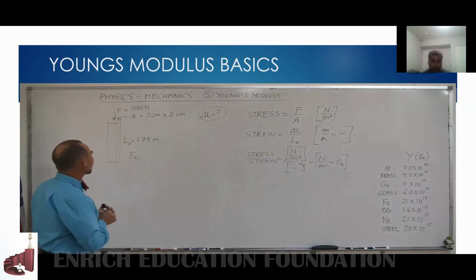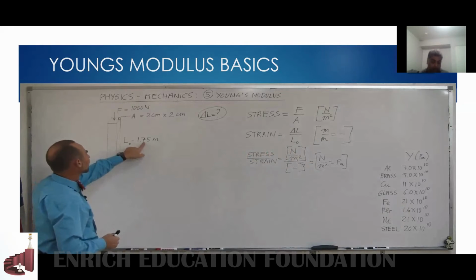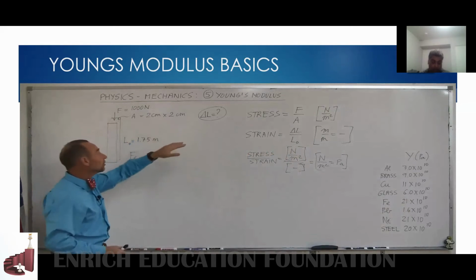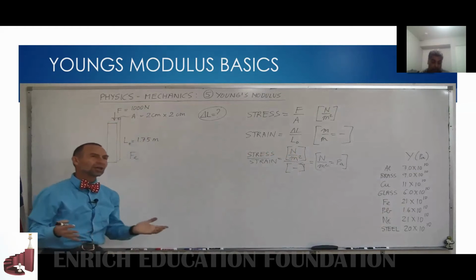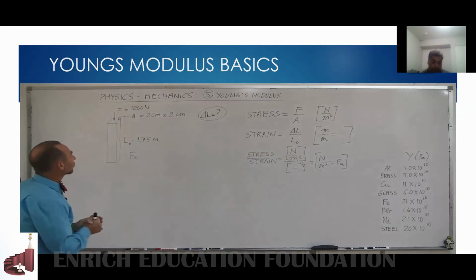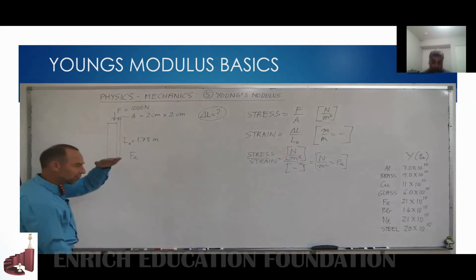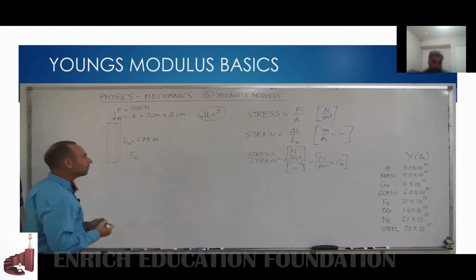All right, so now let's do our problem. We have a beam made of iron. The length originally is 1.75 meters. The cross-sectional area of the beam is 2 centimeters by 2 centimeters. And the amount of force we're applying is 1,000 newtons. 1,000 newtons is roughly about 200 pounds or so. So how much will that beam shrink in size? How much will it be deformed under that kind of force? All right, let's find out.